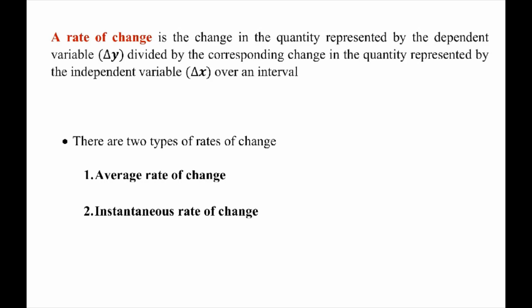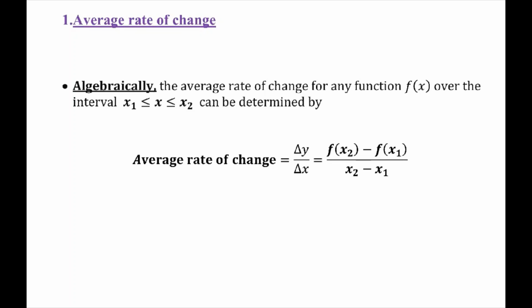When it comes to the rate of change, we are looking at two main things: average rate of change and instantaneous rate of change. Let's first focus on the average rate of change. In order to find the average rate of change, we can do it either algebraically or graphically. Algebraically, it's basically the slope. So it's the difference of y values over the difference of x values.